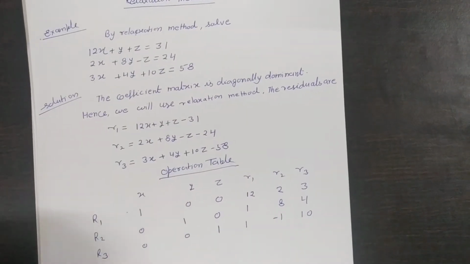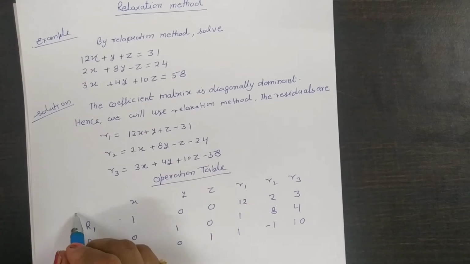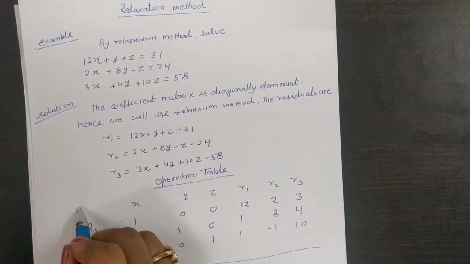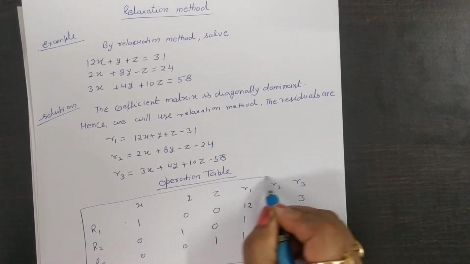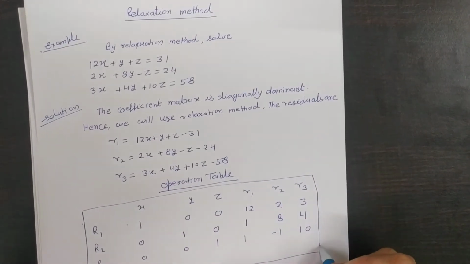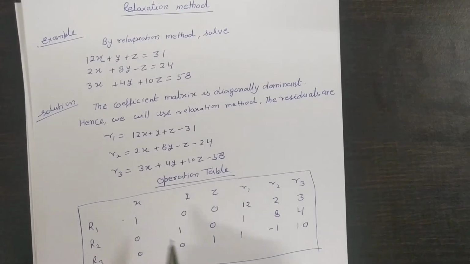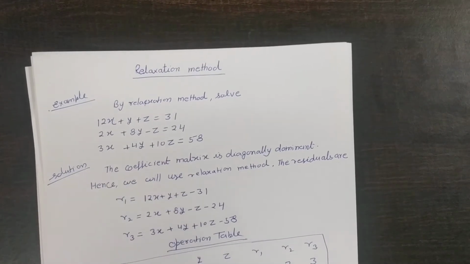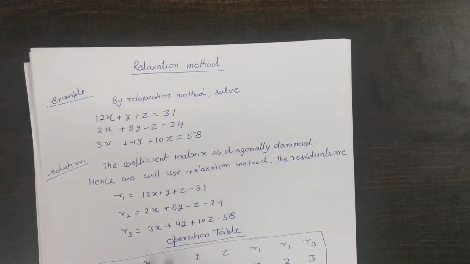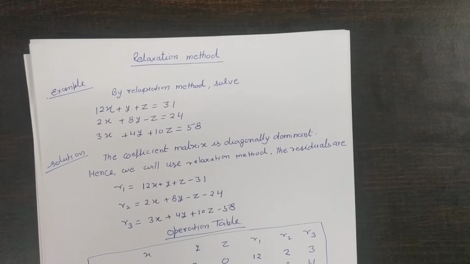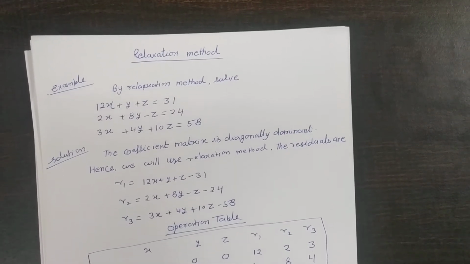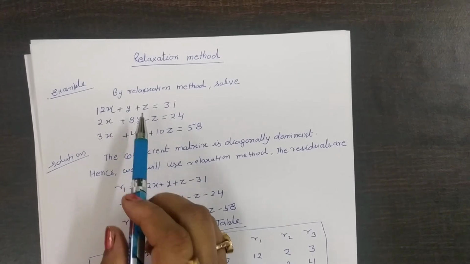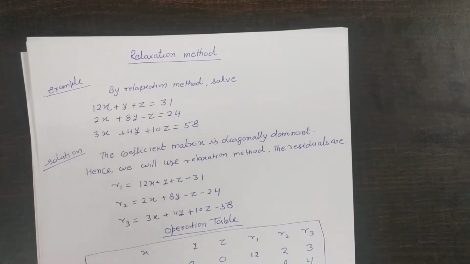Is that clear? Okay, students, we make a table like that. This is the operation table. From here: 12, 2, 3 for x, then 1, 8, 4 for y, and 1, minus 1, 10 for z. Is it clear?